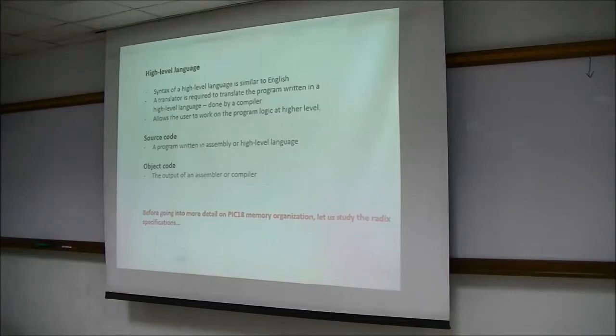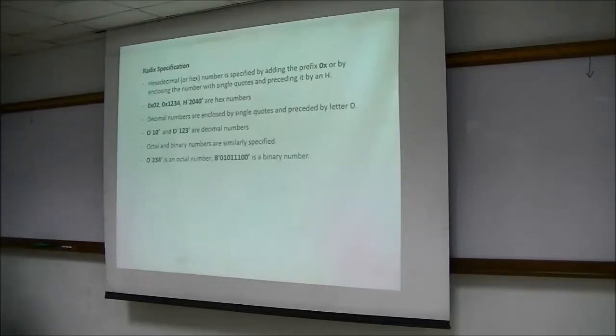But before that, let us study the radix specification. Now what is radix specification? Radix specification is basically nothing but the base number. It's how you specify a particular base number. So we're going to see how we define certain numbers. We are going to use a prefix. There are a few numbering systems that we're going to see. One is hexadecimal. Then decimal, and there is octal and also binary.